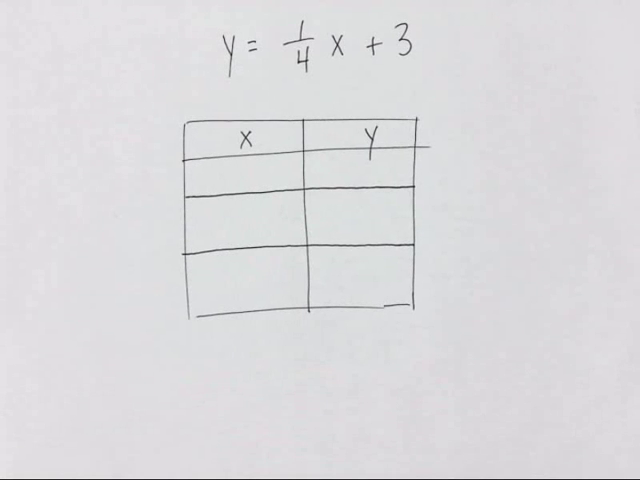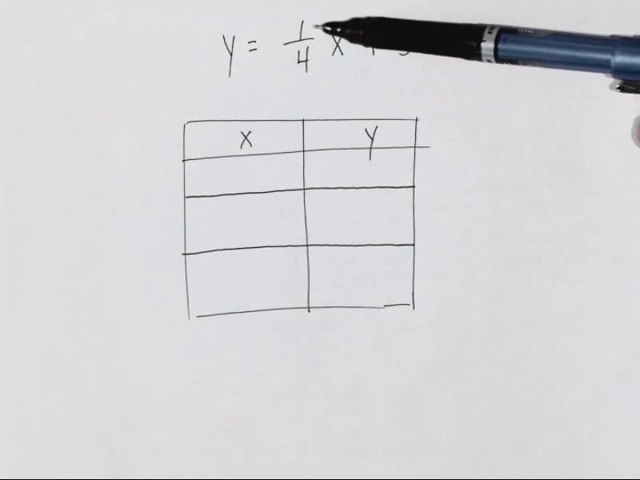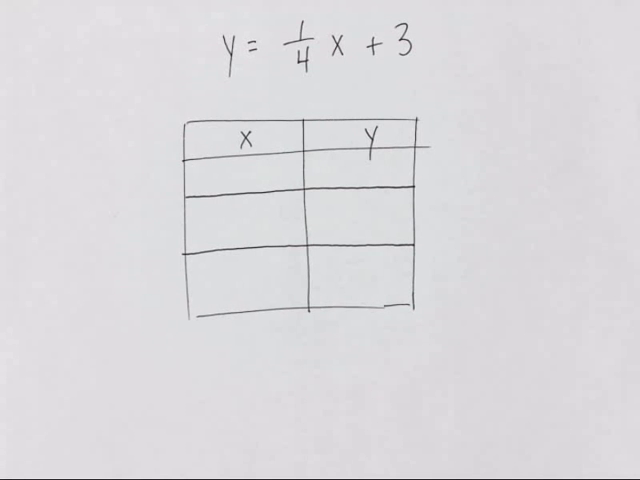Looking at this equation, it's really easy for me to plug in values for x. If I plug values in for x, then I just have to multiply by 1/4 and add 3, and I have a y coordinate that matches with that. So that's what I want to do. However, I need to be careful here, because if I plug in any old value for x, I could wind up with a fraction, and fractions are not only hard to do arithmetic with sometimes, but they're also very hard to graph.